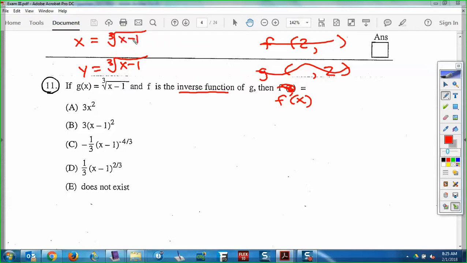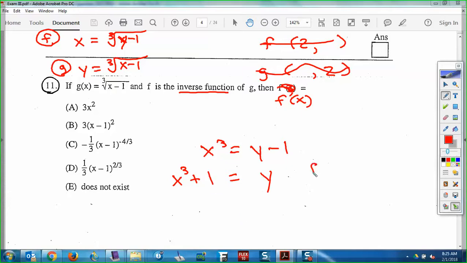Here's how you do an inverse. You interchange the x and y's, now you solve for y. So this is g right here. This is going to be f up here. So we cube both sides, that'd be x cubed equals y minus 1, and then we add 1, and we get x cubed plus 1, right? So that is now the f function right there. So they want f prime of x, so now f prime is just x squared.